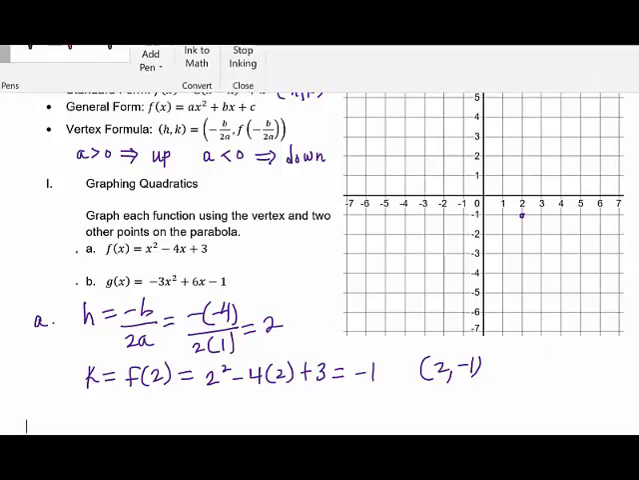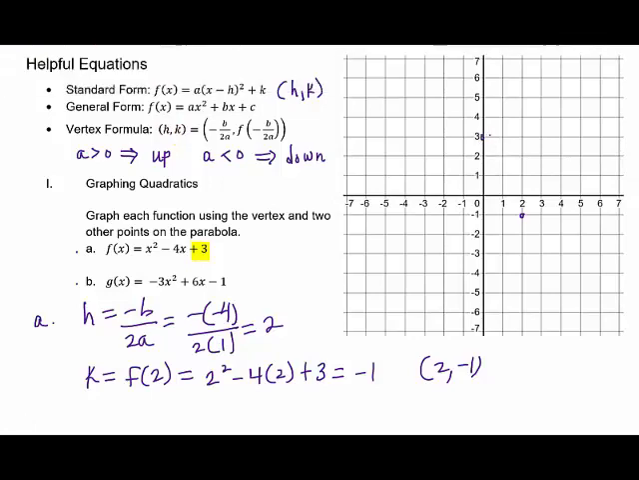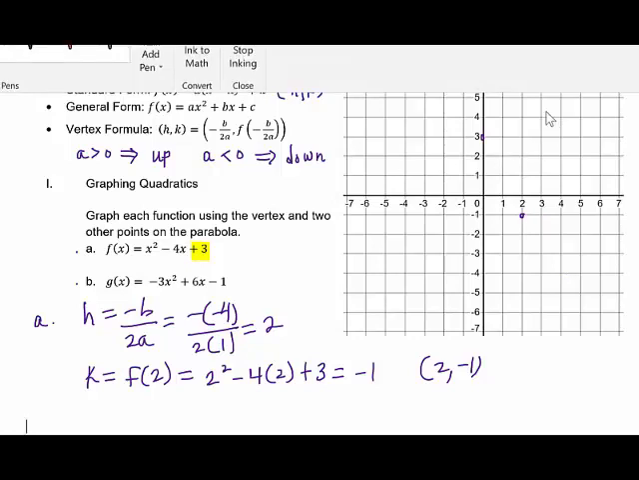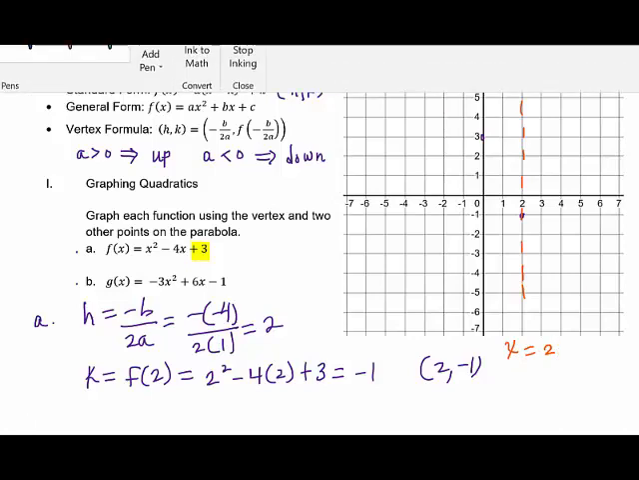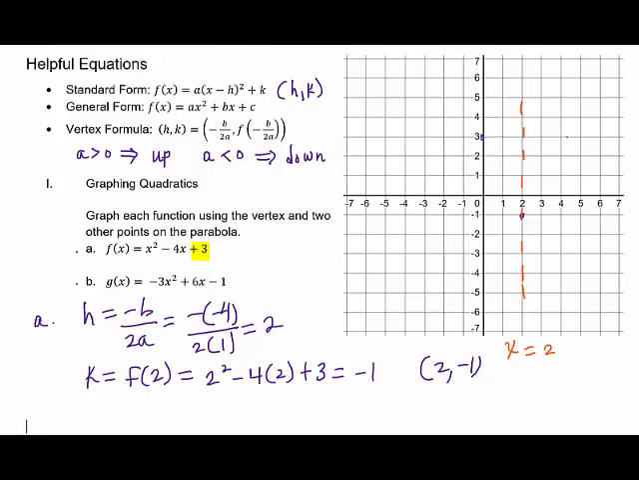Another clear point that we can determine from this given equation is the y-intercept, which is at 3. And these quadratics have something called an axis of symmetry, which is just an imaginary line that passes through the vertex. The axis of symmetry in this case is this line at x equals 2. Therefore, we can reflect the y-intercept over this line and find another point that's going to be on the graph of this function, and then make a curve that passes through these points.